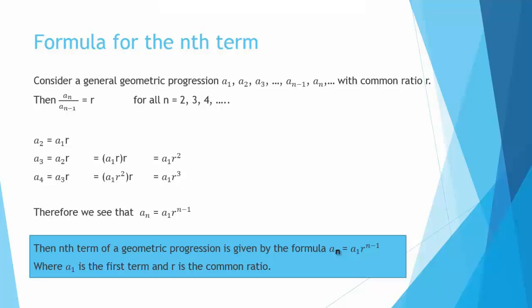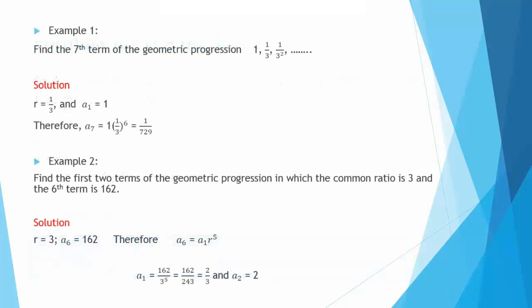Then the nth term of a geometric progression is given by the formula an equals a1 times r to the power n minus 1, where a1 is the first term and r is the common ratio.